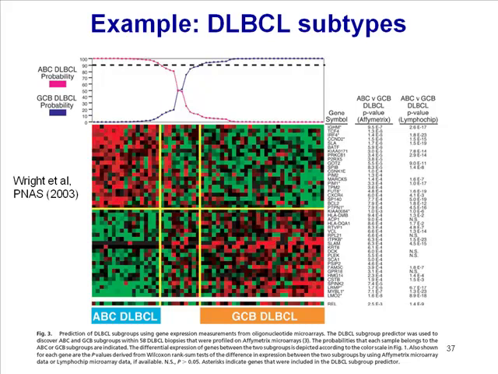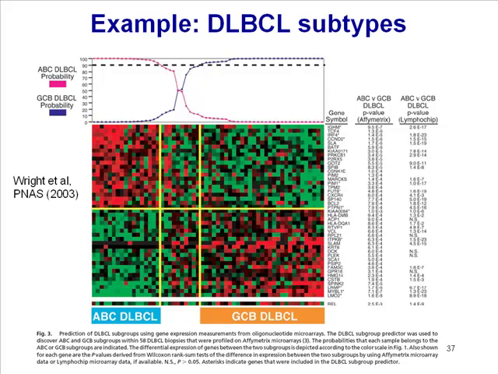Okay, it doesn't matter. But we can abstract this to any types actually. The point of the matter is that you can tell that there's quite a striking pattern that defines these ABC DLBCLs and then these GCB DLBCLs. And you can learn a classifier that gives you a quantitative output, given a new case, of what class they would belong to given an expression profile.